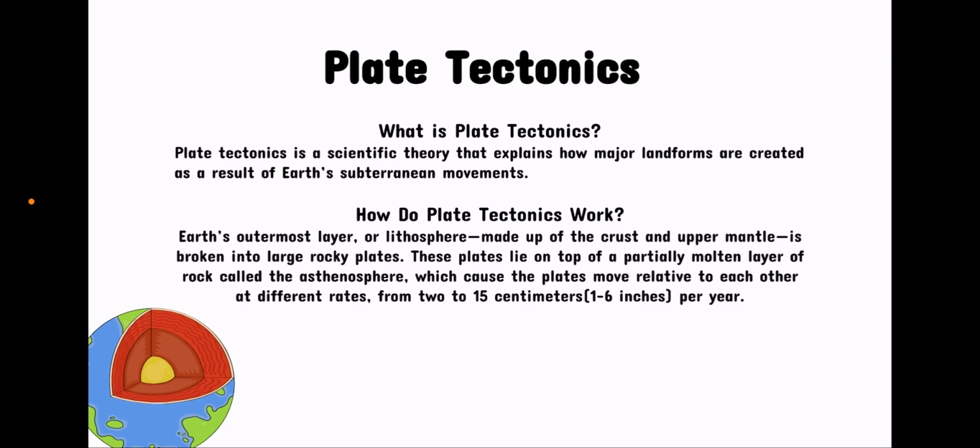So how do plate tectonics work? So pretty much Earth's lithosphere is broken up into large rocky plates, in which these plates sit on top of the asthenosphere, which is also a molten layer of rock. And these plates tend to move at different rates, but these rates can range from 2 to 15 centimeters or 1 to 6 inches per year.